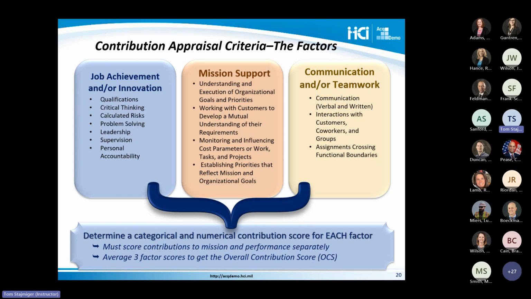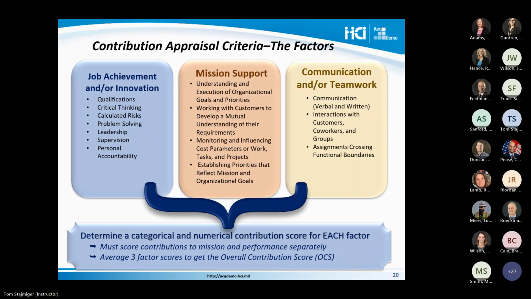So we consider each thing individually. In your pay pool, the employees will have written to each factor individually. The supervisors will have written to each factor individually, and the supervisor will have recommended those three scores, categorical, numerical, and pay pool, for each of the factors individually. That's your starting point within the pay pool.